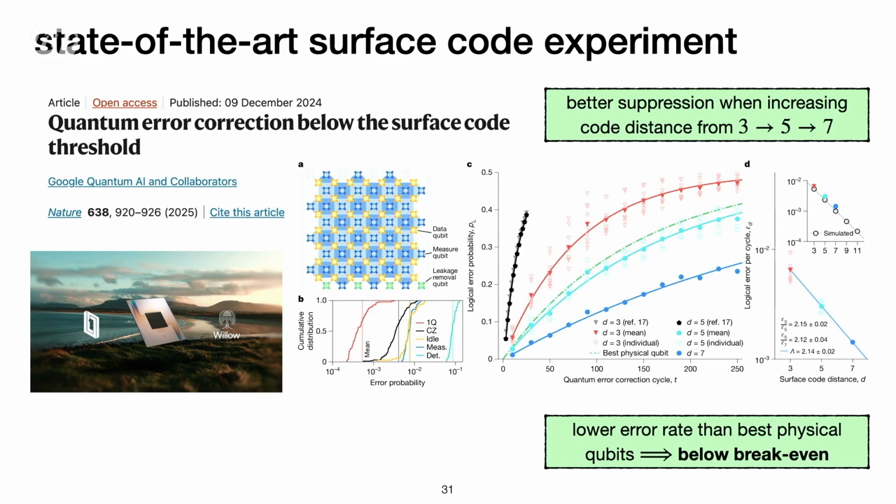This was the first time that this has been shown, and they have also shown that with error correction, they can actually perform better than the best physical qubit. So this green line here is the best physical qubit of this chip. And if they encode a distance 7 surface code on their chip, they can actually keep this logical qubit alive for longer than they could the best physical qubit on this chip.